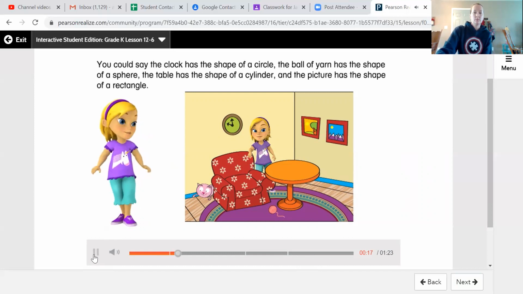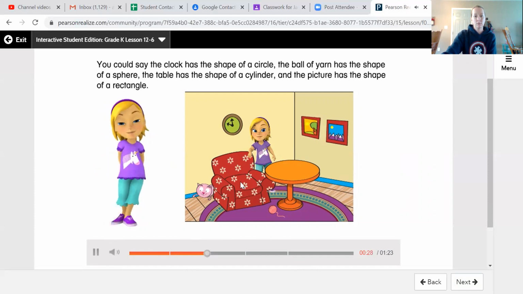You could say the clock has the shape of a circle. The ball of yarn has the shape of a sphere. The table has the shape of a cylinder. And the picture has the shape of a rectangle.